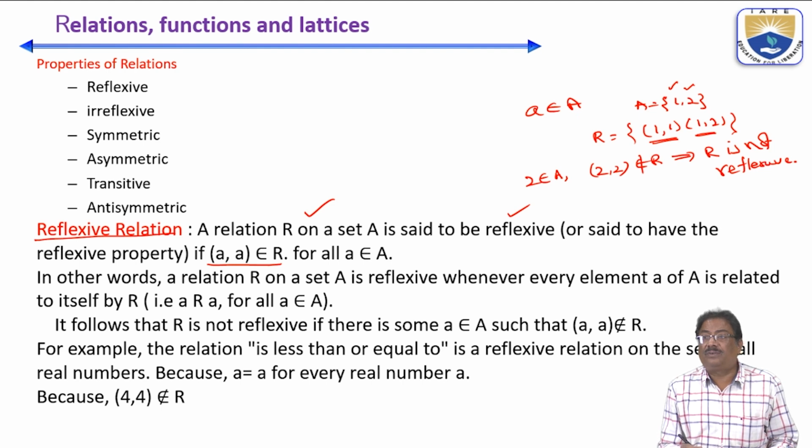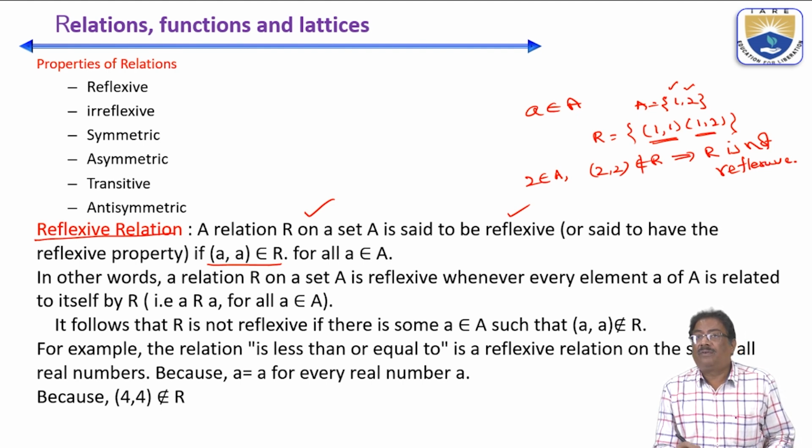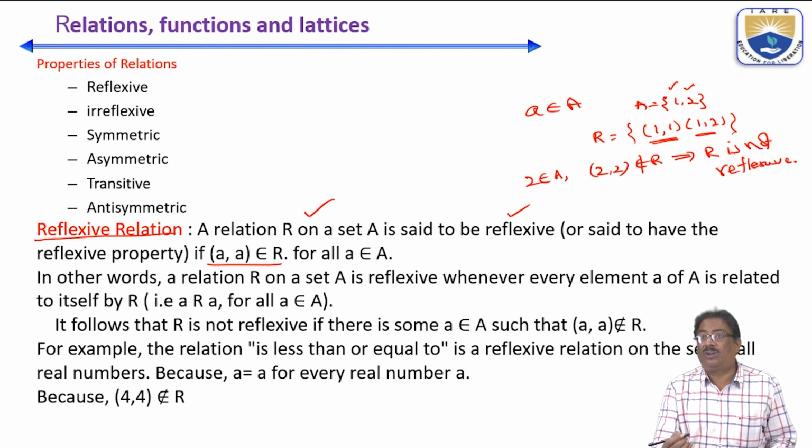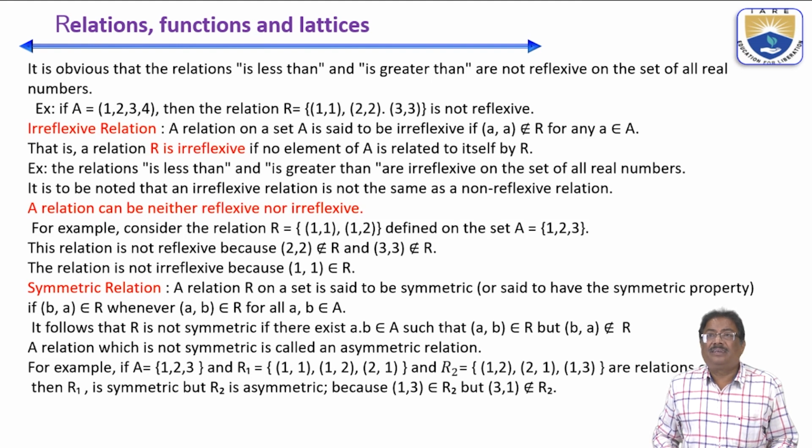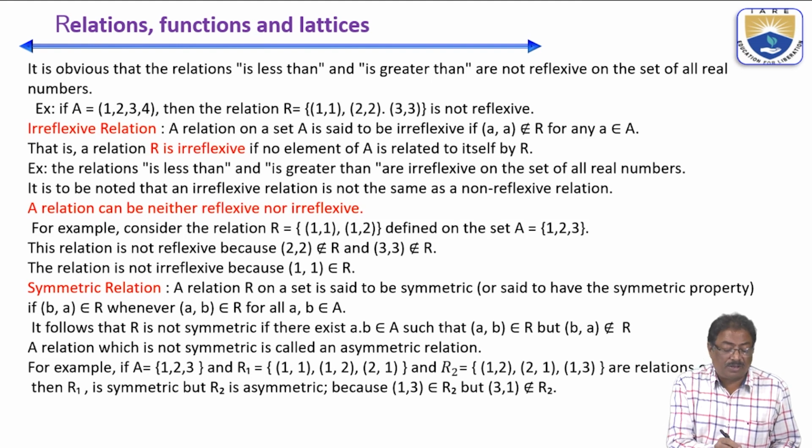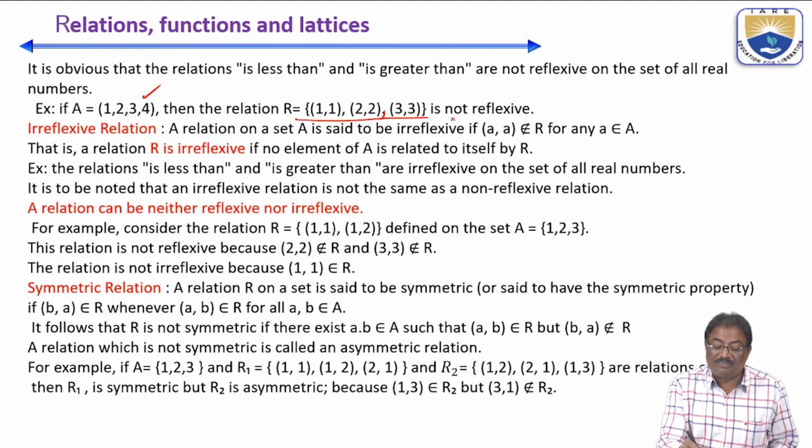So that is the way we find out: if for each and every element A belonging to A, (A, A) belongs to R, then it is known as a reflexive relation. Then another one: let us say A is {1, 2, 3, 4} and we consider a relation like this. Here (4, 4) does not belong to R, so it is not reflexive.